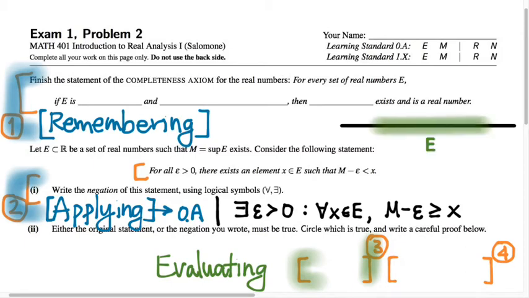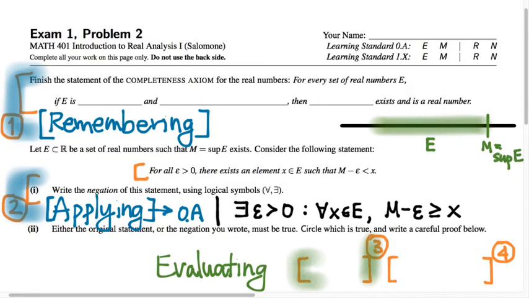I want to decide from a quick diagram which one of these two statements is true. Maybe I'll just shade in a little portion of the real number line, and I'm going to call that my set E. We're asserting here that the supremum of E exists, and it's called m, so I'll just write that up here. M equals the supremum of E.